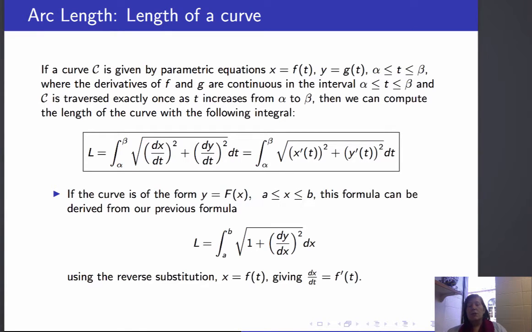If, as before, our curve is of the form y is some function of x, remember our formula was that the length as x varies from a to b is the integral from a to b of the square root of 1 plus dy dx squared. And now you could use reverse substitution, let x equals f of t, solve for dx, and we know dy dx is dy dt over dx dt, so we get the same formula here by a change of variable.